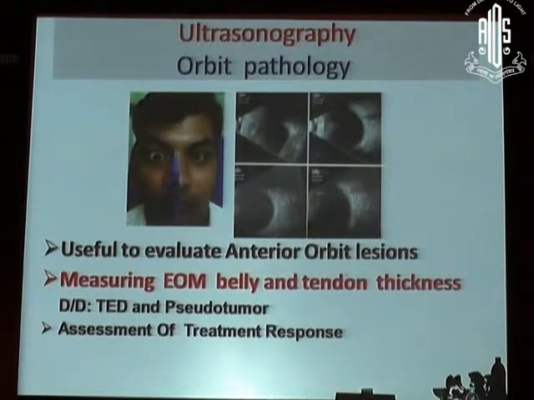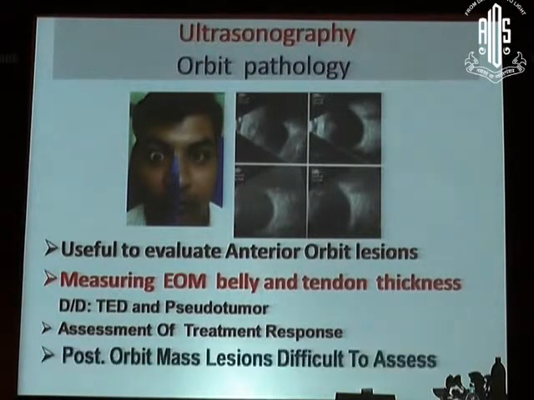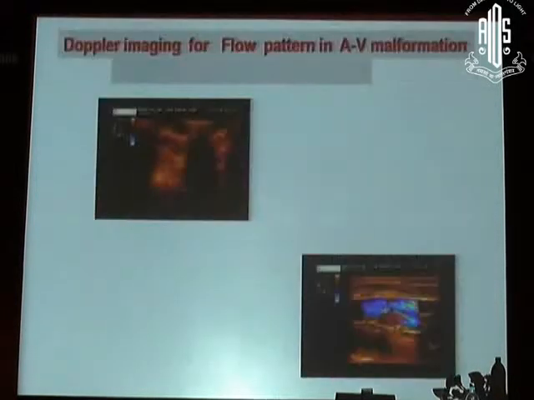Ultrasound has a limited role in orbital lesions. It is useful to evaluate anterior orbital lesions. It can measure extraocular muscle belly and tendon thickness, and that's how it can differentiate thyroid orbitopathy from myositis. It can assess the treatment response, but to my belief, posterior orbital lesions are difficult to assess.